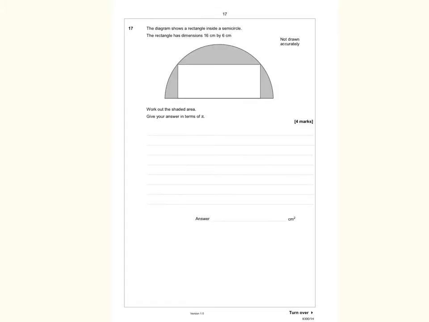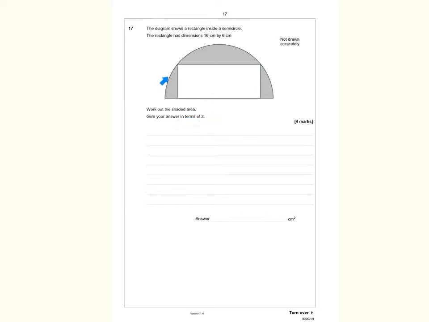So question 17 says the diagram shows a rectangle inside a semicircle. The rectangle has dimensions 16 centimeters by 6 centimeters. So this is 6 and this is 16. Remember rectangles have 90-degree angles here. All of this information might be useful to us. Work out the shaded area. Give your answer in terms of pi.